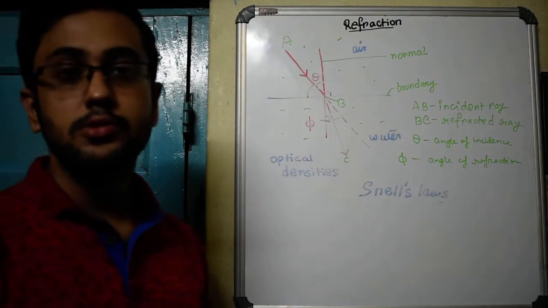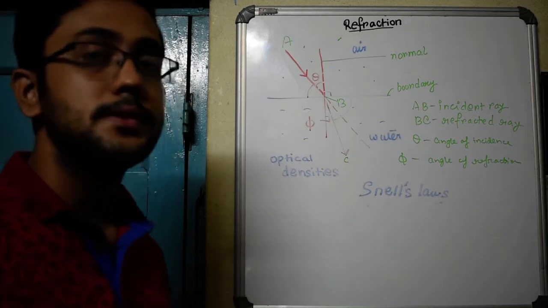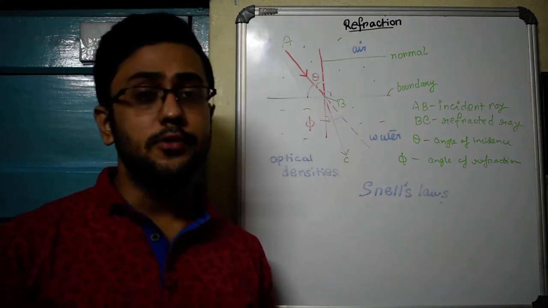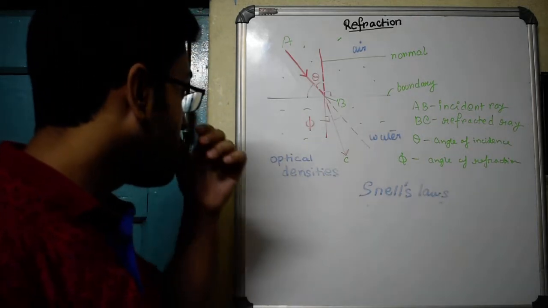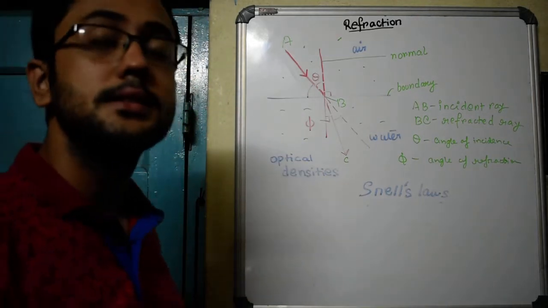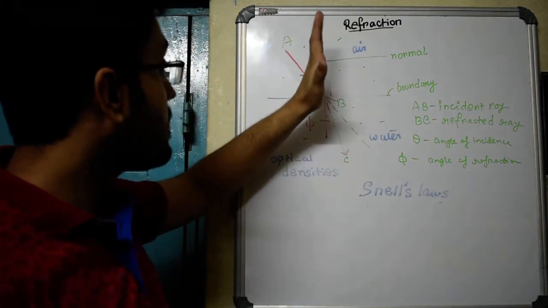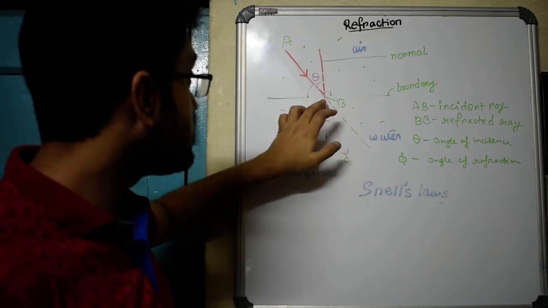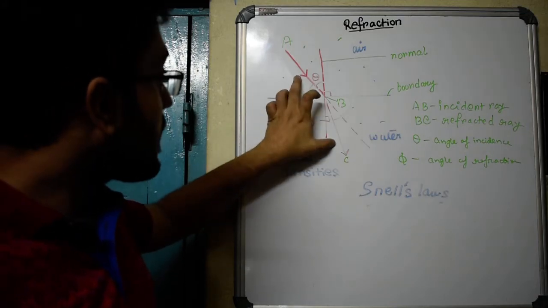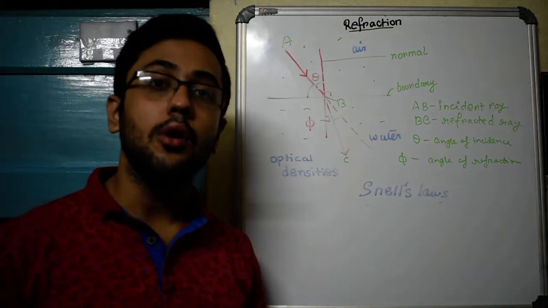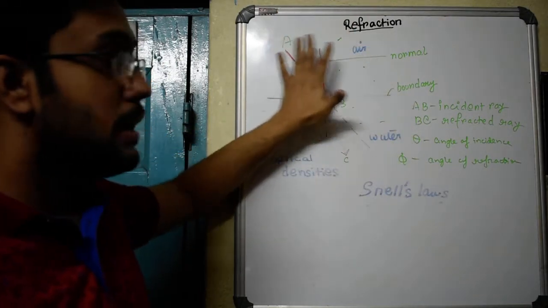You had studied the laws of reflection, two laws of reflection. Just like that, here also there are two laws of refraction. The first law of refraction is almost similar to the law of reflection. It says that the incident ray, the refracted ray, and the normal at the point of incidence, this point B is my point of incidence, all lie in the same plane. In this case, all of them are lying in the plane of the board.